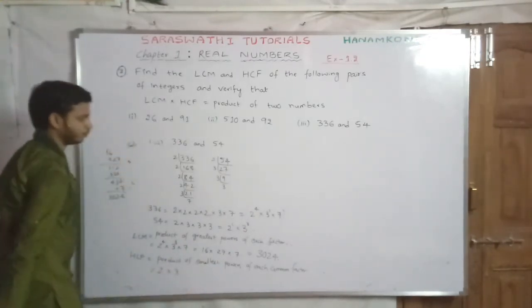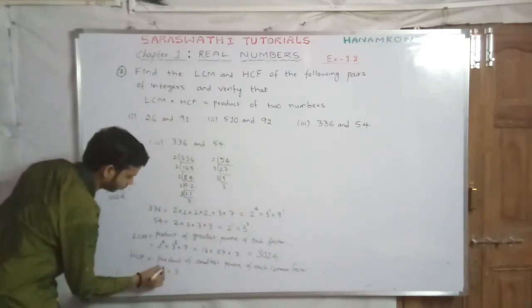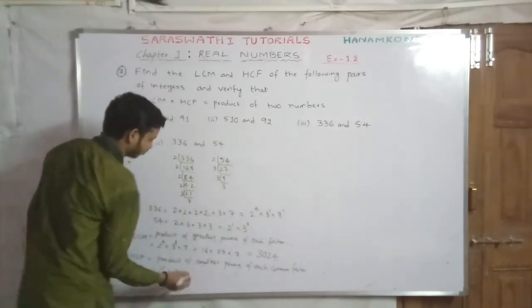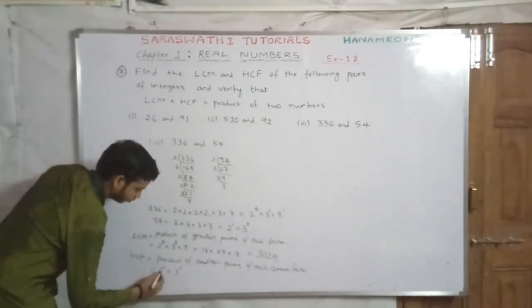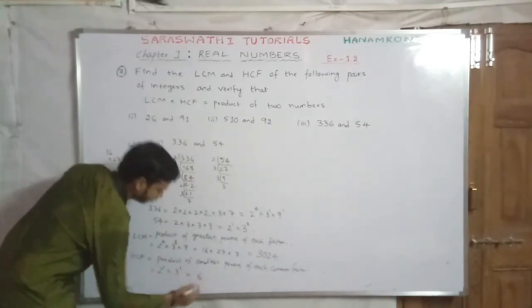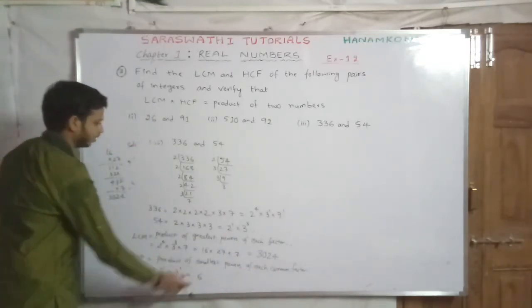The smallest power of 2 is, between 2 power 4 and 2 power 1, 2 power 1. The smallest power of 3 is 3 power 1. So 2 power 1 into 3 power 1, 2 threes are 6. So the LCM value we have obtained is 3024 and the HCF value is 6.